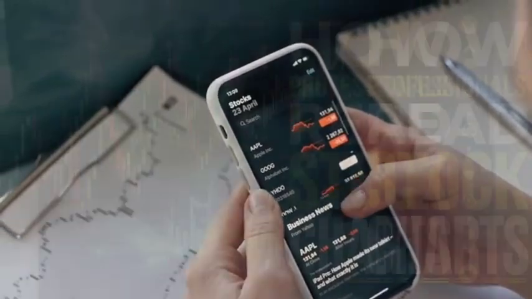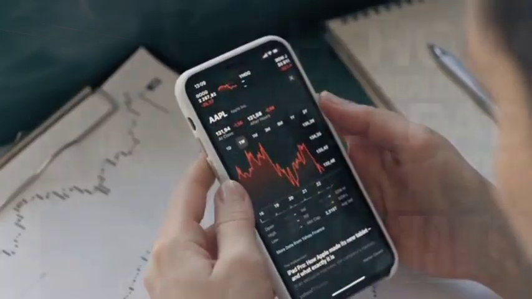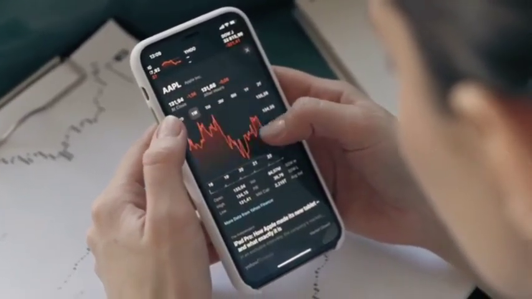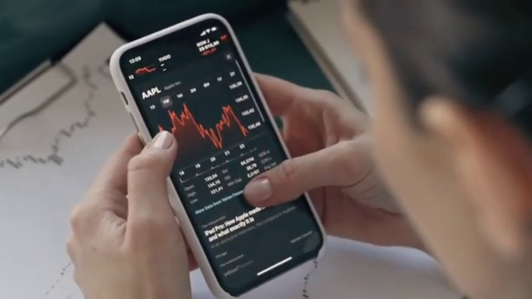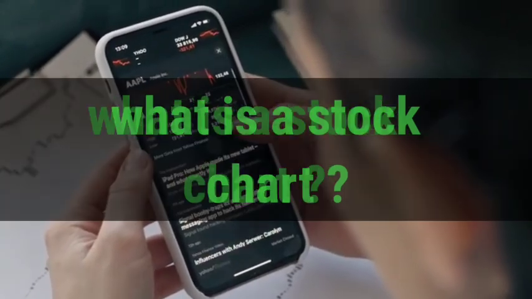In this video, we will guide you on how to read stock charts step by step and how professionals watch trading charts. We will go through everything you need to know about stock charts and how you can start reading them to find high probability trades. First of all, let us know what a stock chart is.